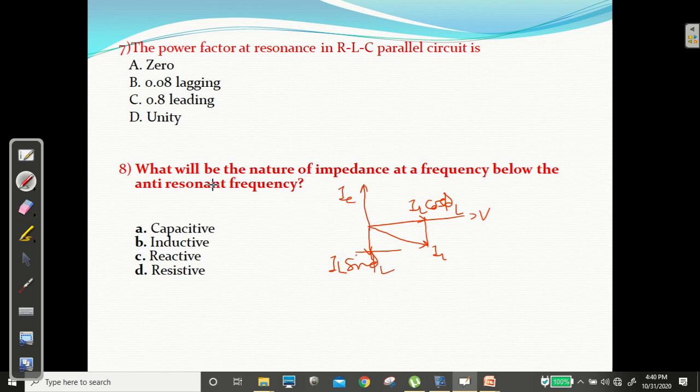Now, what will be the nature of impedance at lower frequency? If frequency is less, then what will happen? XL will be less. So in this RL circuit, if R plus jXL is less, then obviously the current will be here. Clear? Both voltage clear? So this component is less. Okay.